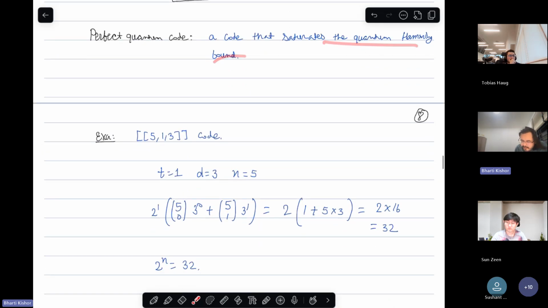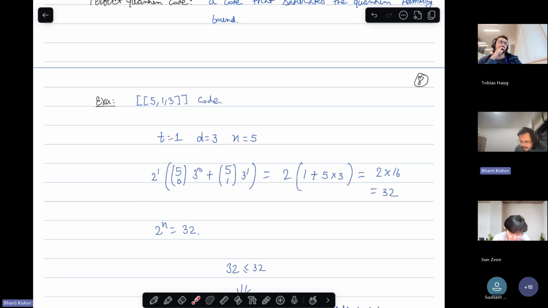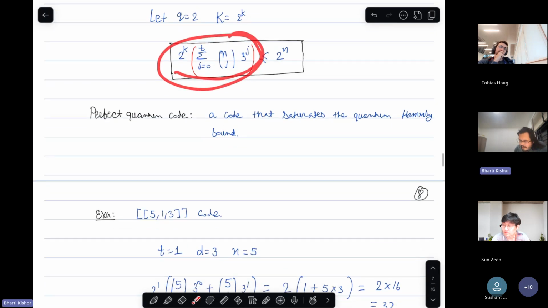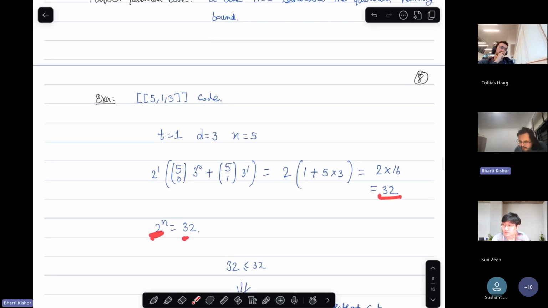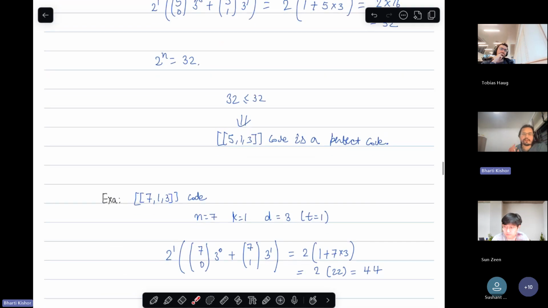So let's look at the [[5,1,3]] code. This code is very beautiful. Just now we saw that it saturates the Singleton bound. But if you take t equal to 1, d equal to 3, n equal to 5, you can count these numbers, and when you calculate, you get 32, and the right-hand side is also 2 to the power 5, which is 32. Because 32 is less than or equal to 32, the [[5,1,3]] code is a perfect code. So it's an MDS code, and it is perfect also.